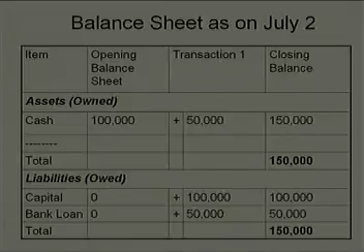Now, this I have done for you. You can find the balance sheet as on July 2 here. So, under assets, cash is further increasing by an amount of 50,000. My opening balance was 100,000. Now, I have got 50,000 more. So, you can find it is recorded under the asset side under cash. So, now my total asset is 150,000.